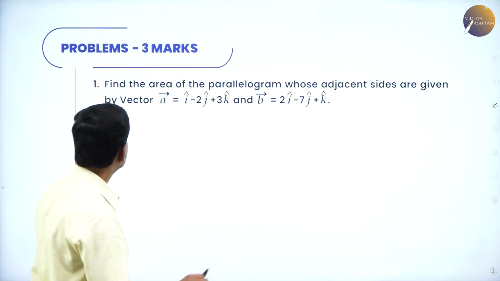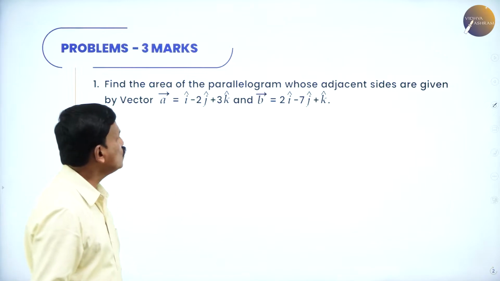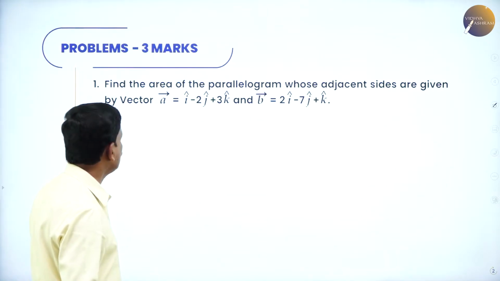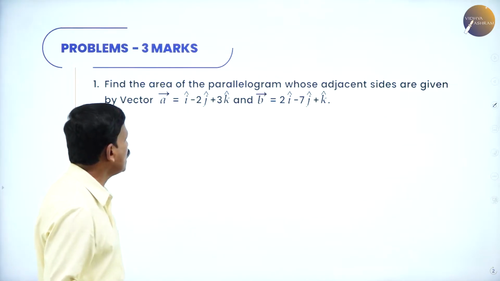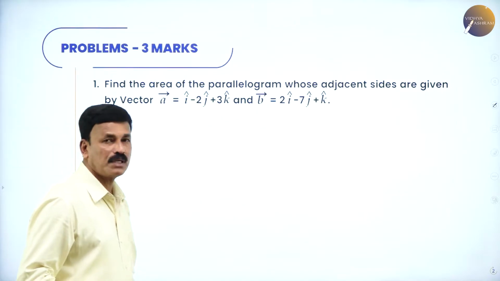What is the problem given? Find the area of the parallelogram whose adjacent sides are given by the vectors. Vector A is equal to i cap minus 2j cap plus 3k cap, and vector B is equal to 2i cap minus 7j cap plus k cap.